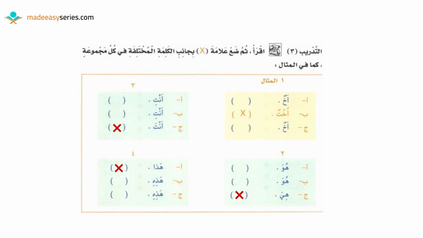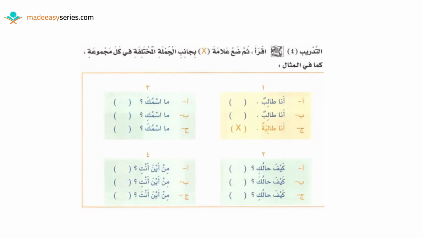Now let's go to the next exercise. التدريب الرابع, the 4th exercise. It says اقرأ, which means read. ثم ضع علامة, then put the sign, the cross sign, علامة الخطأ, بجانب الجملة المختلفة, beside the sentence that is different, the different sentence, في كل مجموعة, in every group of words.